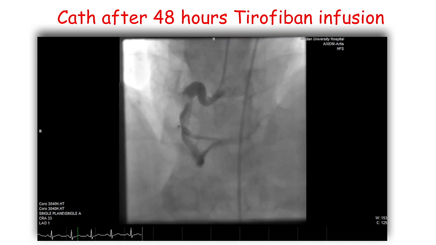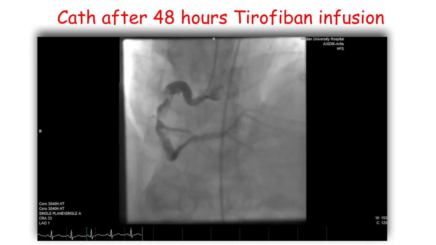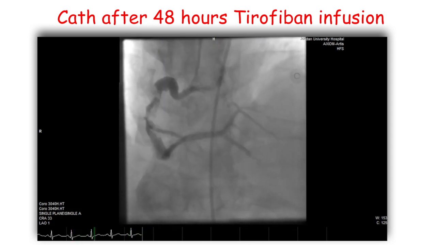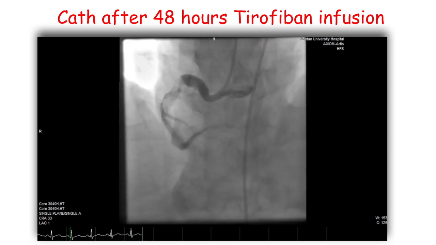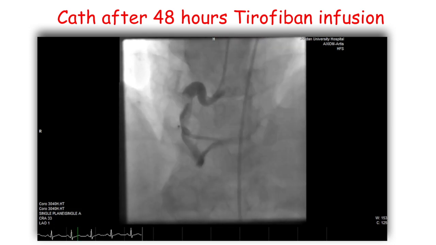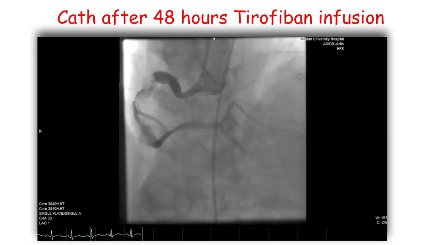So we discharged him home on aspirin, ticagrelor and warfarin. We decided to put him on warfarin. At 2 weeks and 3 months of follow-up, he was doing well with no angina. Unfortunately, he continues to smoke. Six months later, he comes back to the ER with chest pain 3 days after stopping his warfarin.